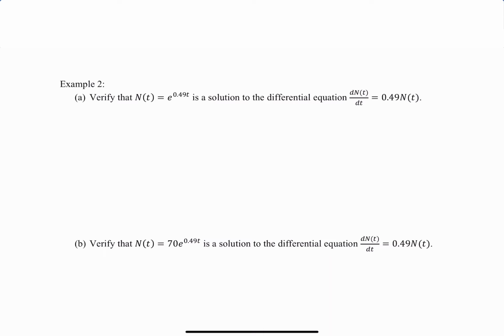All we have to do is plug this proposed solution into both sides of the equation and see if we get a true equation. So in other words, we're checking that if I differentiate e to the 0.49t, I will get 0.49 times e to the 0.49t. So I just plugged that proposed solution into both sides of the differential equation.